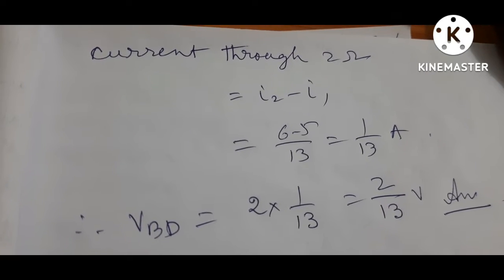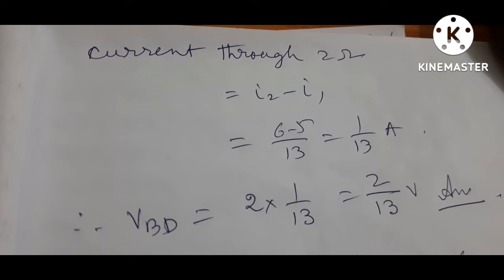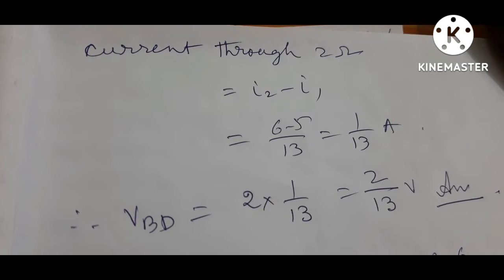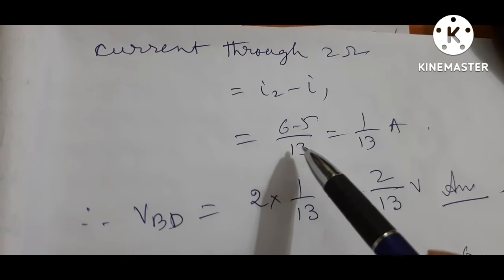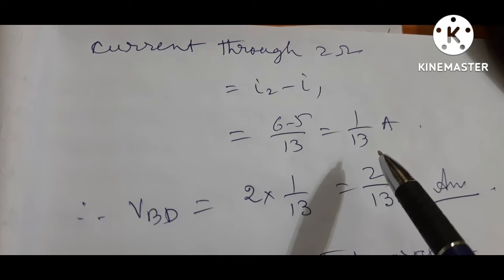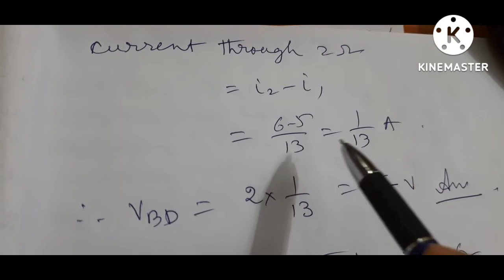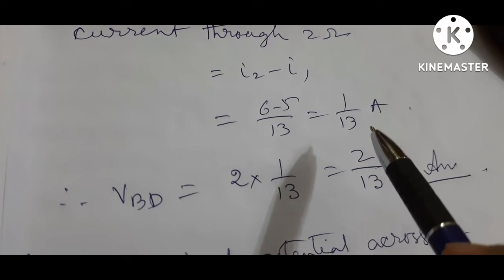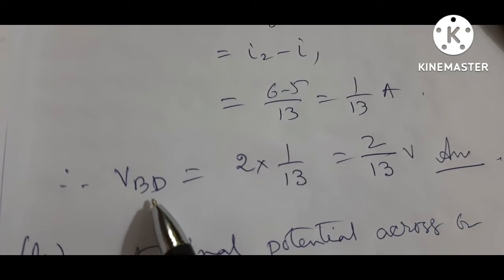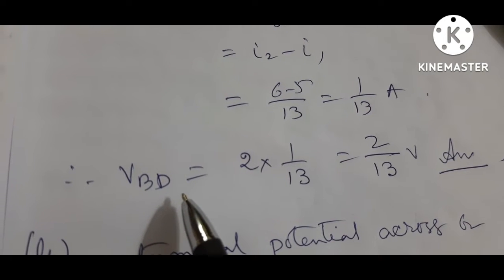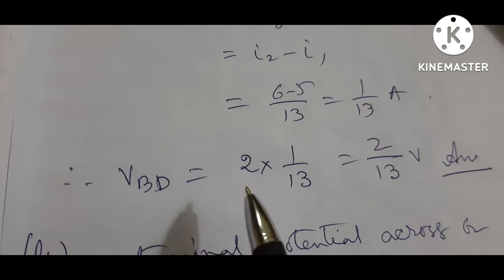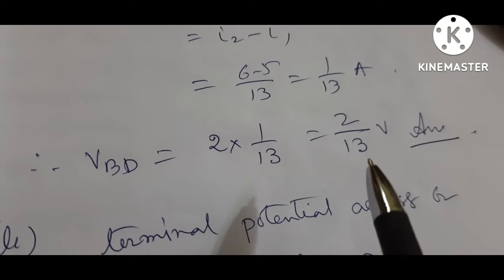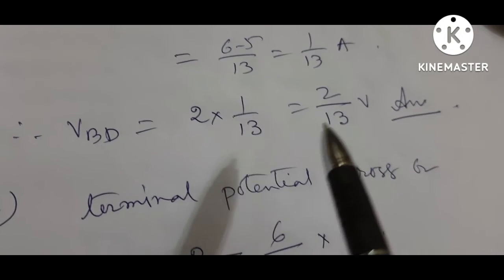Then through the 2 ohm resistance, the currents are flowing oppositely and I2 is greater than I1. So I can write that the net current flowing through the 2 ohm resistance is equal to 1 by 13 ampere. So the potential drop across BD, that is across the 2 ohm resistance, will be equal to 2 into 1 by 13, that is 2 by 13 volt.